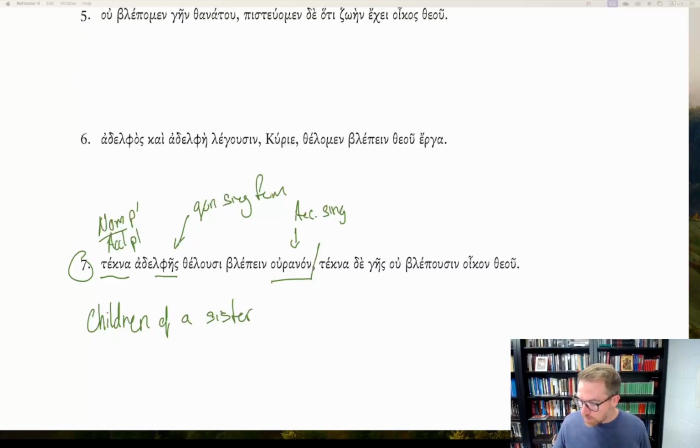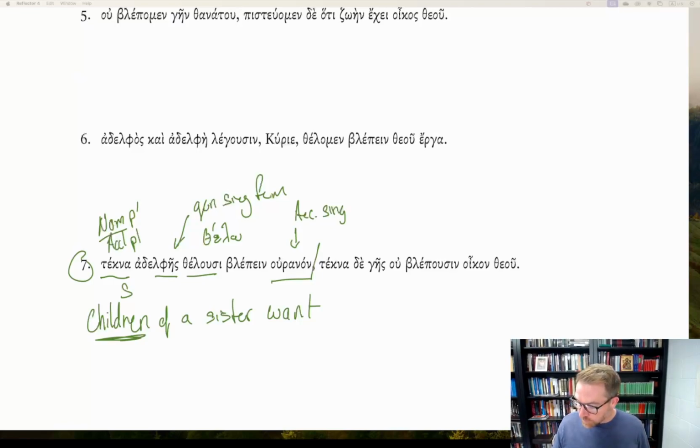thelousi, want. Thelousi is from thelo, I want. O, eis, ei, omen, ete, ousi, third person plural, present active indicative. They, a sister, wants, or children of a sister want. So the subject of the wanting is children. This is our subject. They want, that is the children of a sister, want blepein.